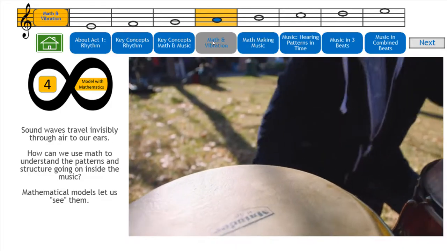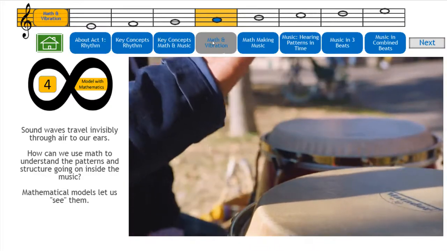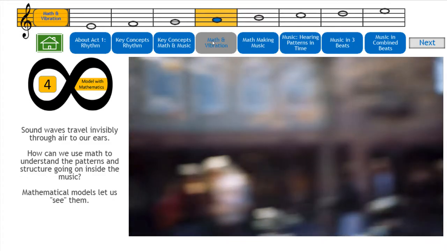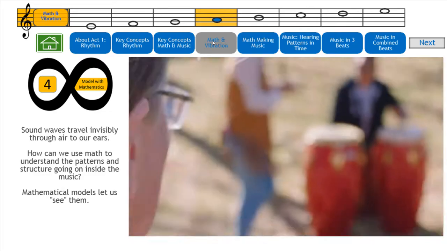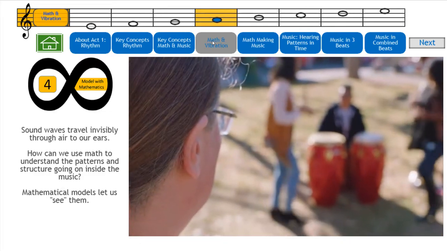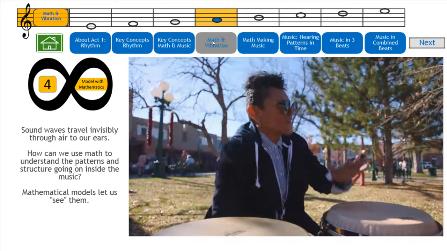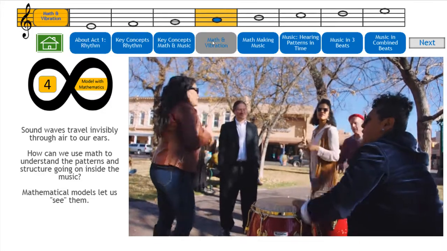It all starts with a vibration. The drummer strikes the drum and makes it vibrate, which makes the air vibrate, which makes your eardrums vibrate. Your mind does the rest, translating those vibrations into beats and tones.